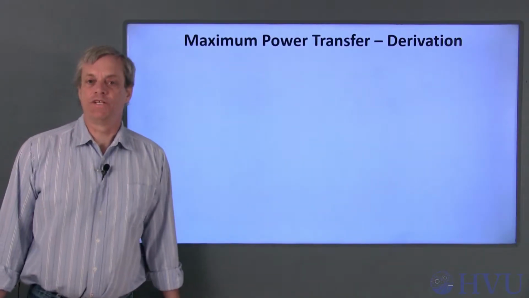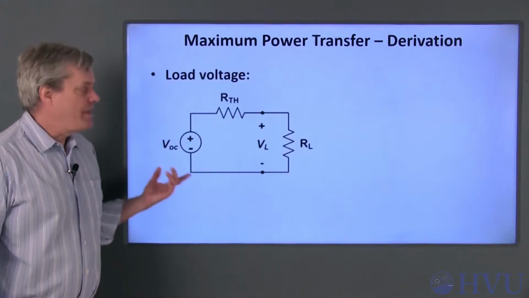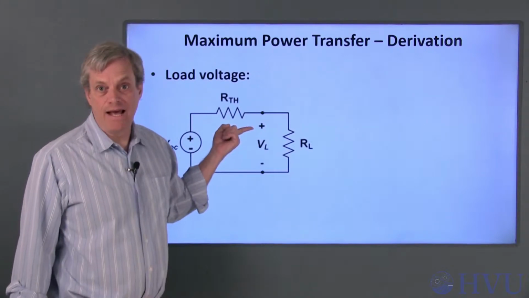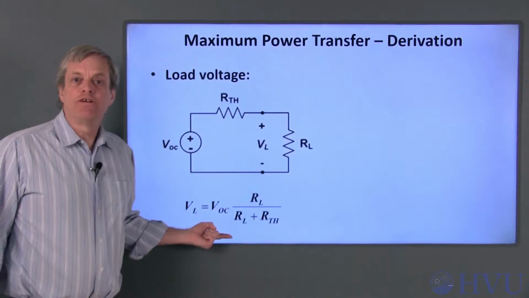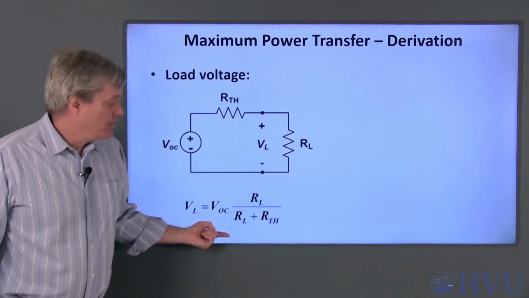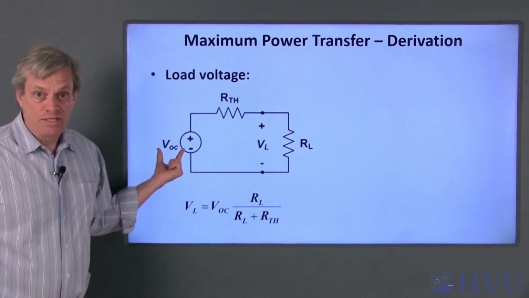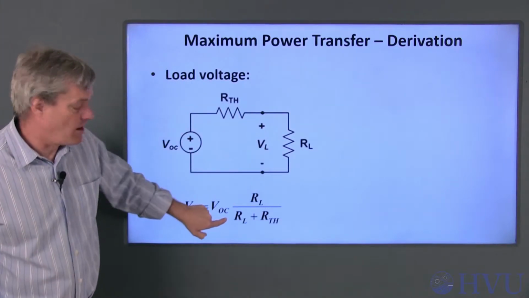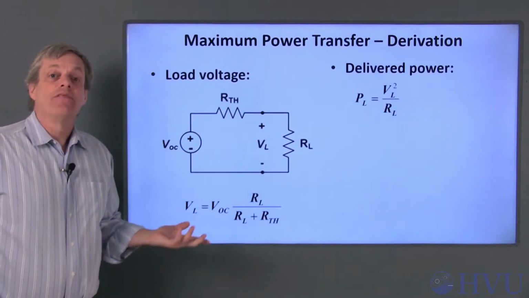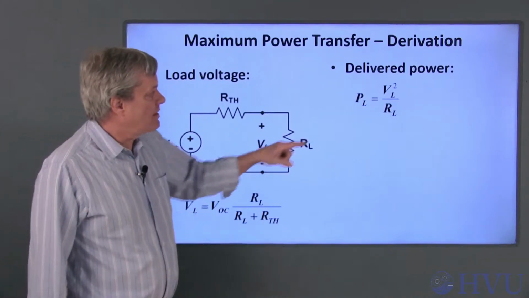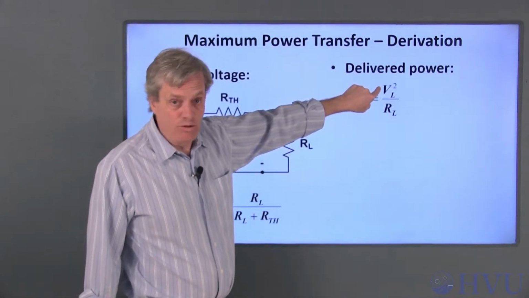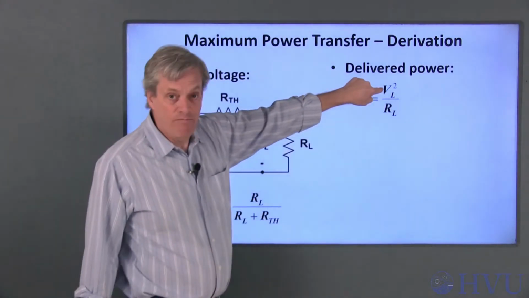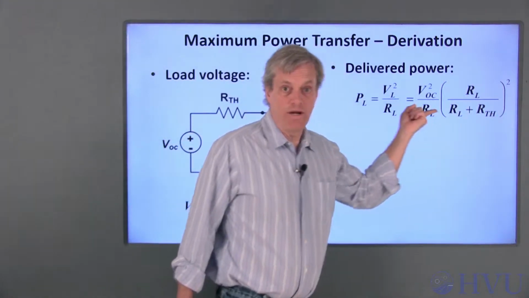Now I'll do a quick derivation of the maximum power theorem. We'll base the power dissipated by the load resistance on the load voltage VL. The load voltage can be determined via a voltage divider formula. So VL is equal to VOC times the load resistance RL over the sum of the two resistances, RL plus RTH. The power dissipated by a resistor can be calculated as the square of the resistor voltage divided by the resistance. If I plug this equation in for the load voltage, I get this equation.